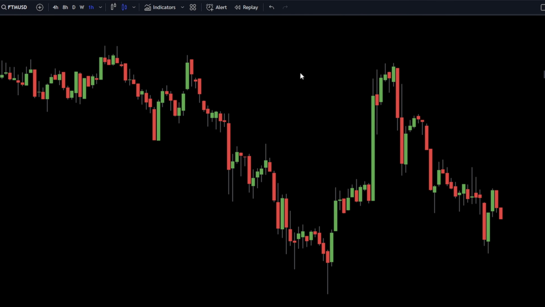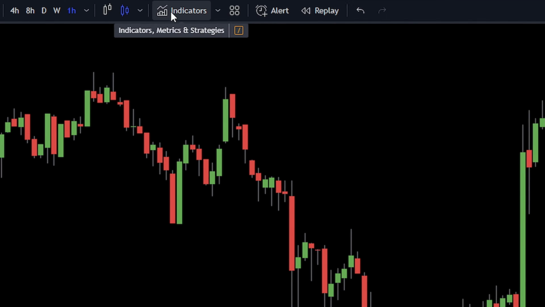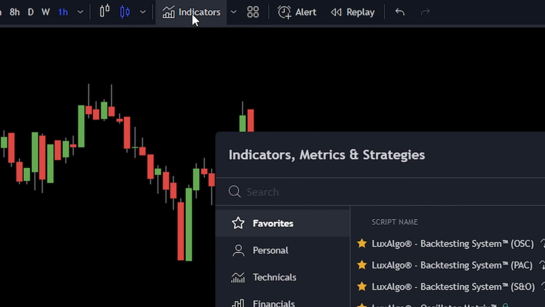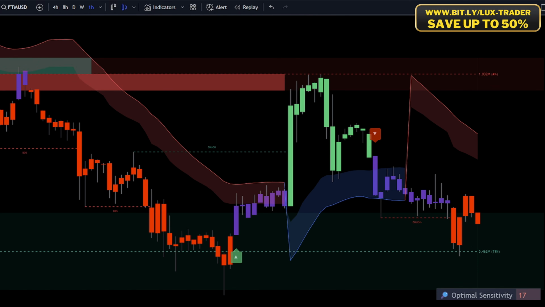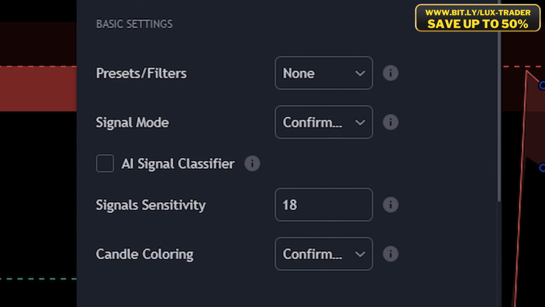The strategy includes 2 indicators only. In order to add the indicators, click on the Indicators tab and search for Lux Algo Signals and Overlays Premium. It is the most popular premium tool created by Lux Algo. It has over 25,000 likes, which tells us that it is highly reliable. So, click that to add it to your chart. And for the second indicator, you want to add this one, the Price Action Concepts indicator, which was published by Lux Algo as well.